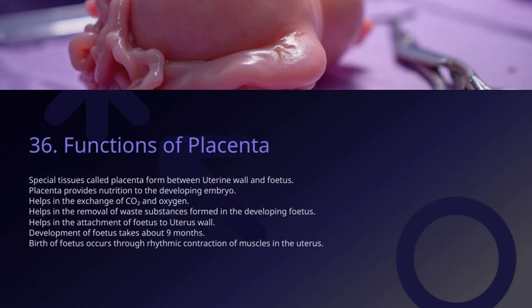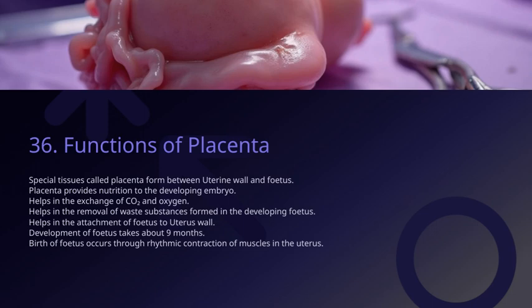It also helps remove waste substances produced by the developing baby, keeping the environment clean and healthy. Another vital function of the placenta is that it helps in attaching the fetus securely to the uterine wall, providing stability throughout the pregnancy. It's important to remember that the development of the fetus takes about 9 months, and during this period, the placenta is constantly working to support and protect the growing baby.